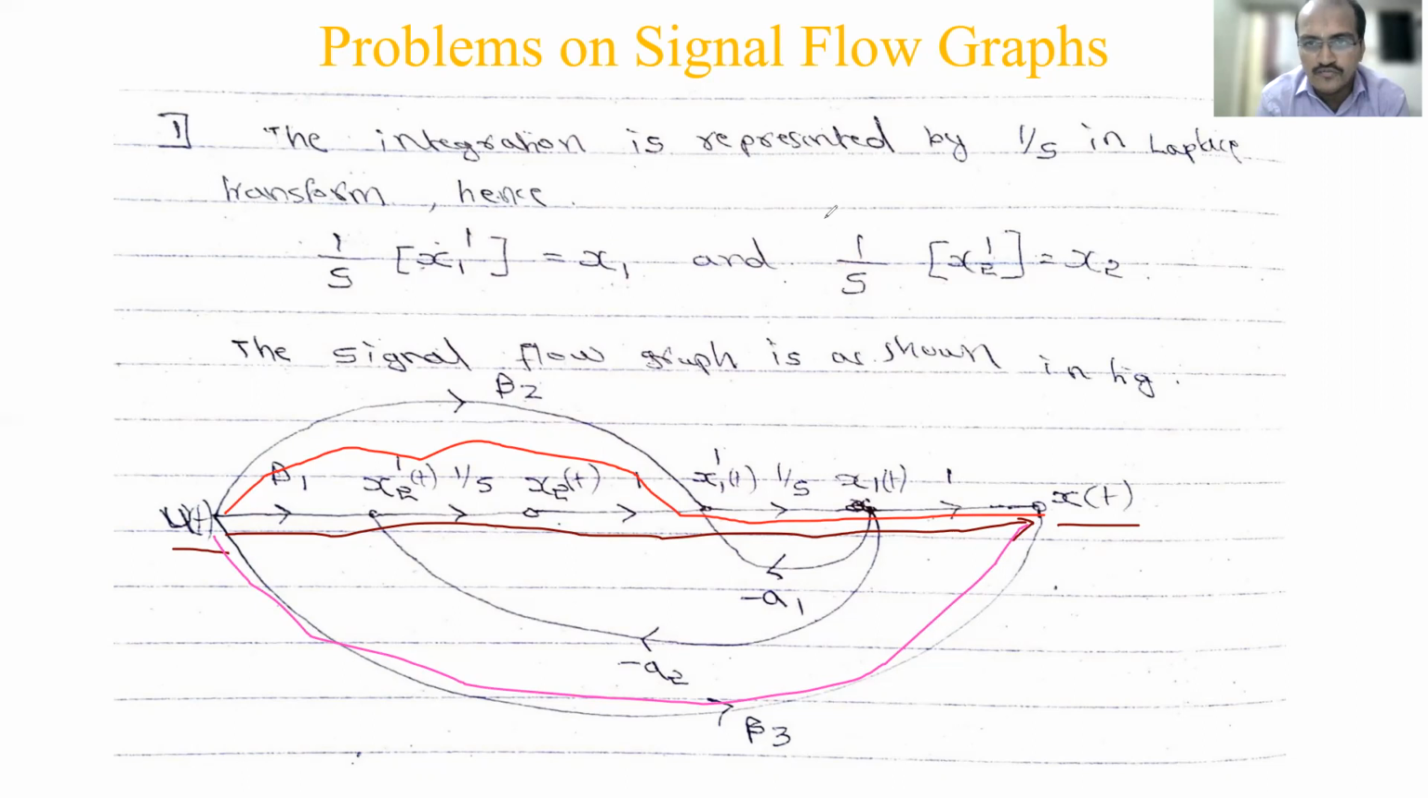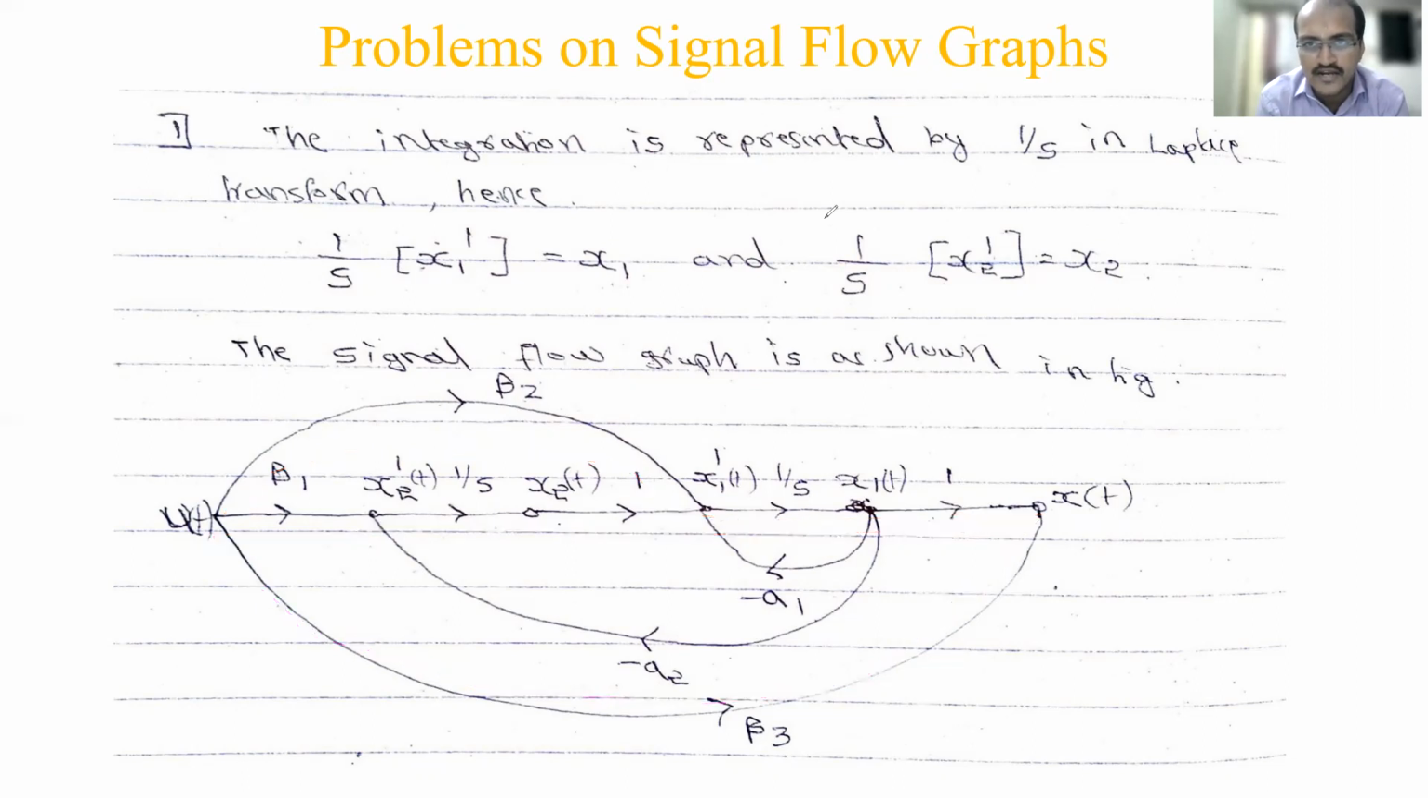So then what are the loops? How many loops can you identify here? 2. Yes. So one is this loop. So it is minus a1 into 1 by s. So that is one loop, and another loop you will get from here. So x2 of t, at this point it will start. So it will go in this path and then come through a2 and meet over here. So these are the two loops you can see.